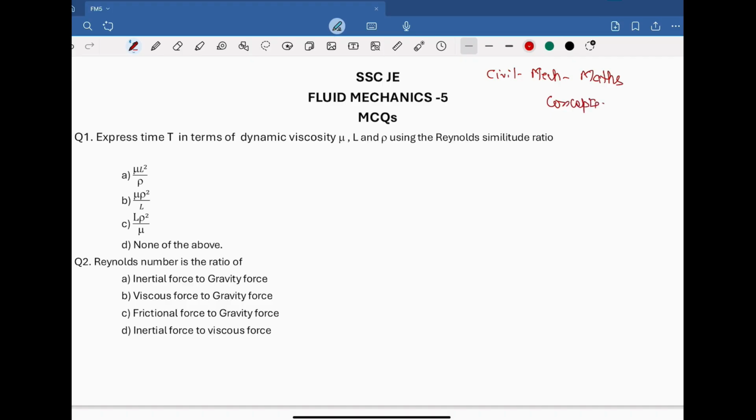These MCQs are prepared well for the use of SSC JE, RBI JE, RRB JE, and the recent advertisement of Kerala PSC AE, and also GATE and UPSC ESC, Engineering Services Examination.